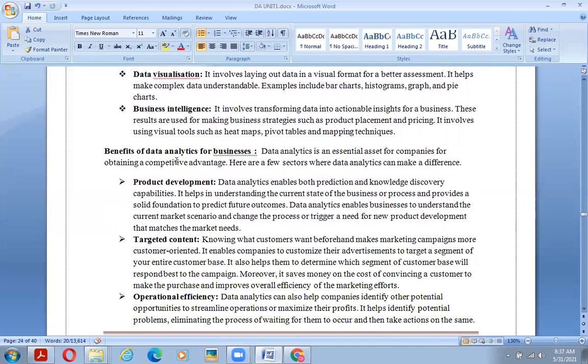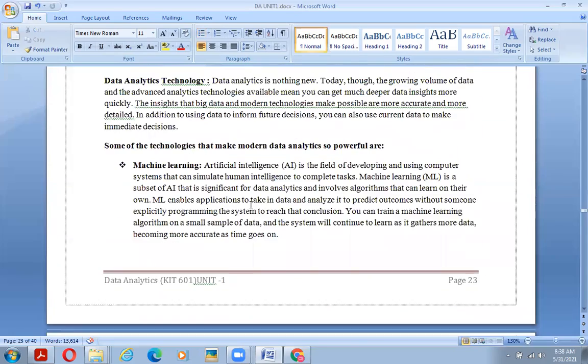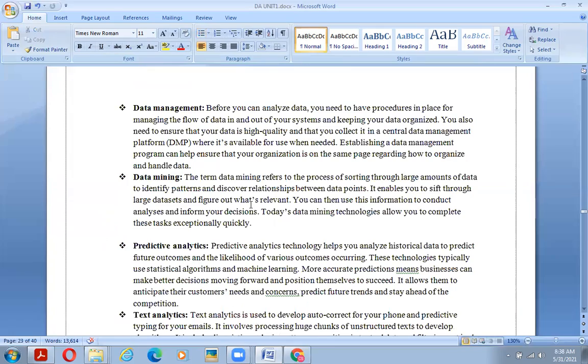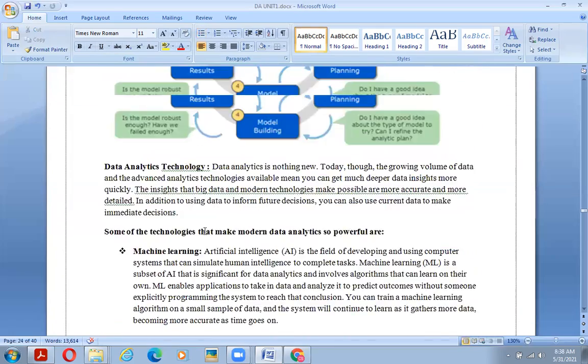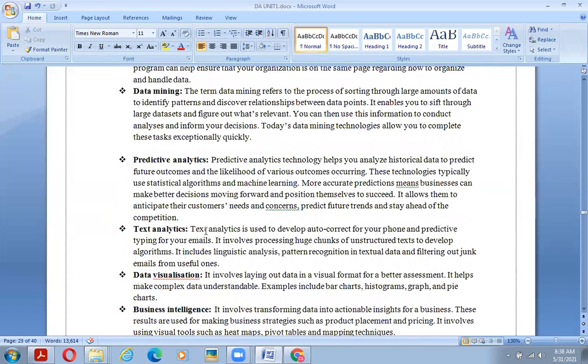Business intelligence. It involves transforming data into actionable insight for a business. These results are used to make decisions such as product placements and pricing. It involves using visual tools such as heat maps, pivot tables, and mapping techniques. These are the terms, which are technologies used to give us the connection for data analytics.